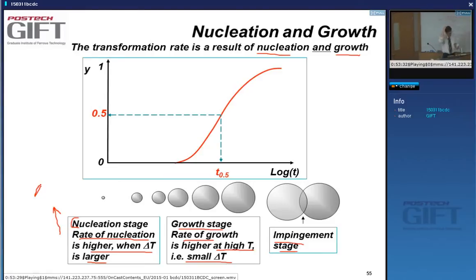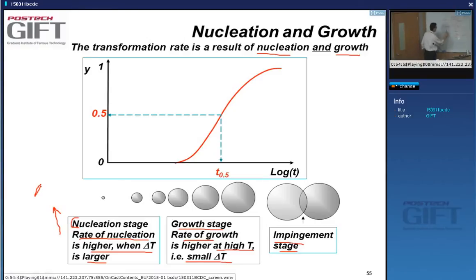If I have a phase transformation, so this is austenite. Let's just look at pure austenite and ferrite. This phase has a certain stability, and you know that we can represent the stability of a phase by means of its free energy. And the ferrite also has a free energy.